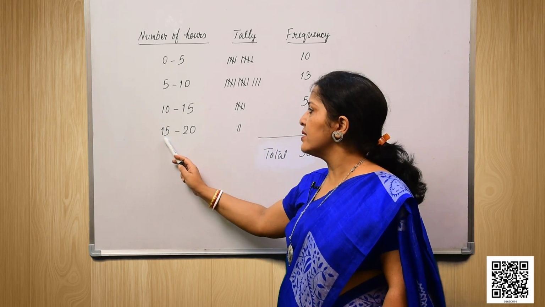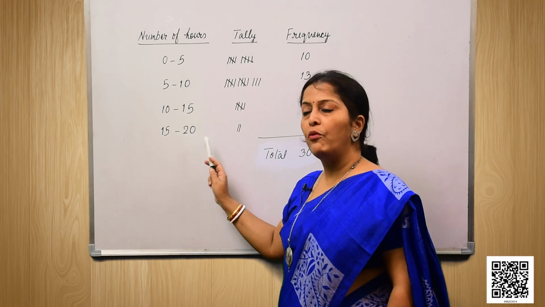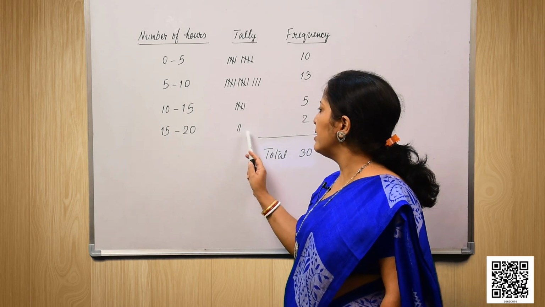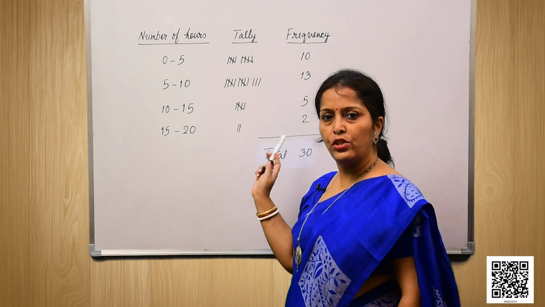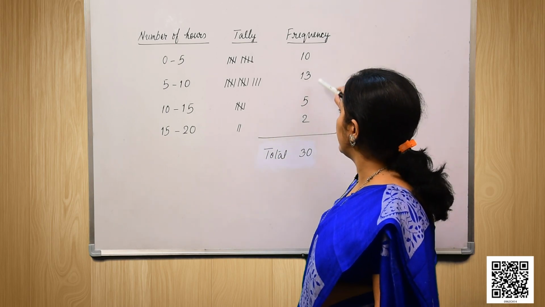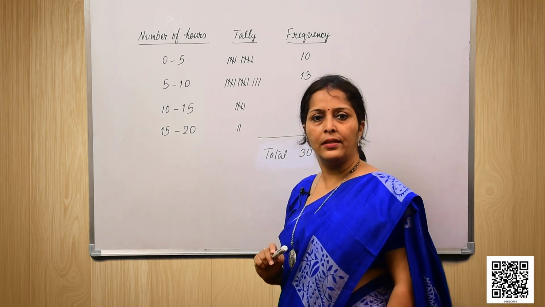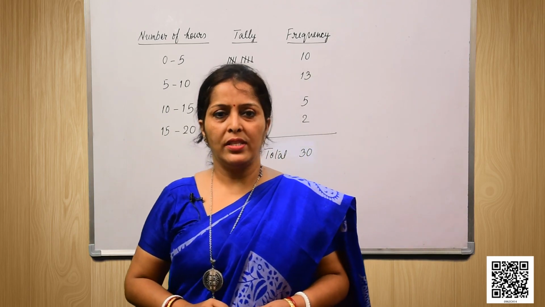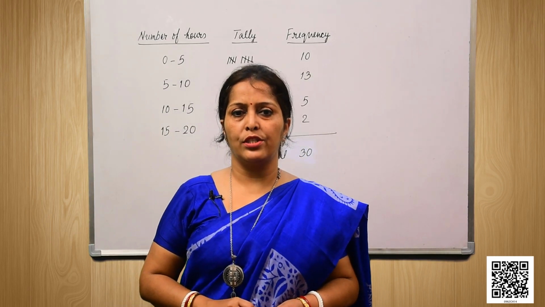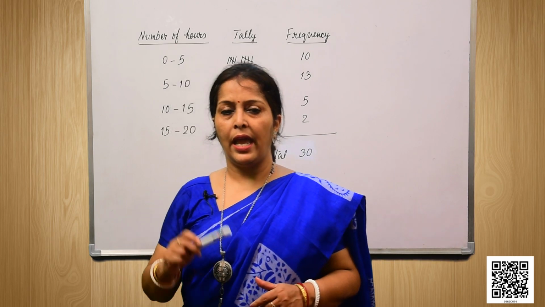And the last one, that is in the range 15 to 20, we have 2 children. So the tally is this and the frequency is 2. Once again we check that the total is 30. So bit 1 says to make a grouped frequency distribution table for this data, and here it is.